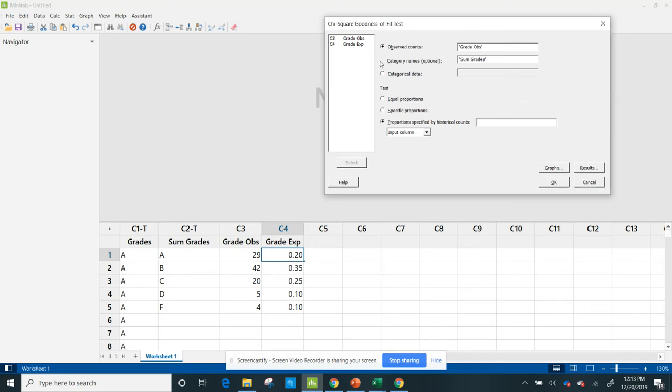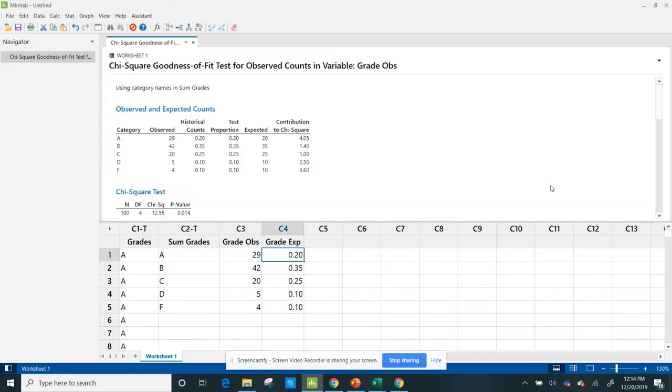So if I click in it, then I'm going to go do my expected. I made it easier on myself by labeling observed, category names, and my expected. I hit OK, and look, it gave me everything I needed. Here are my categories, here are my observed counts, and here are my proportions. The other thing it does for me is it gives me the expected values. I don't even have to do the math of it.